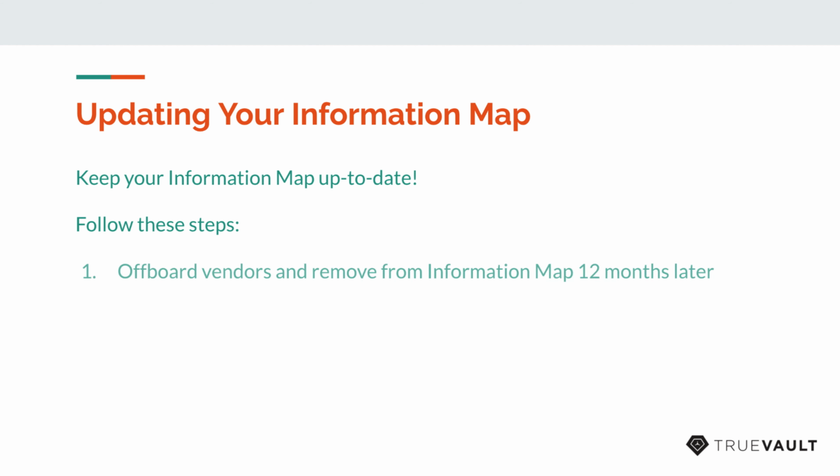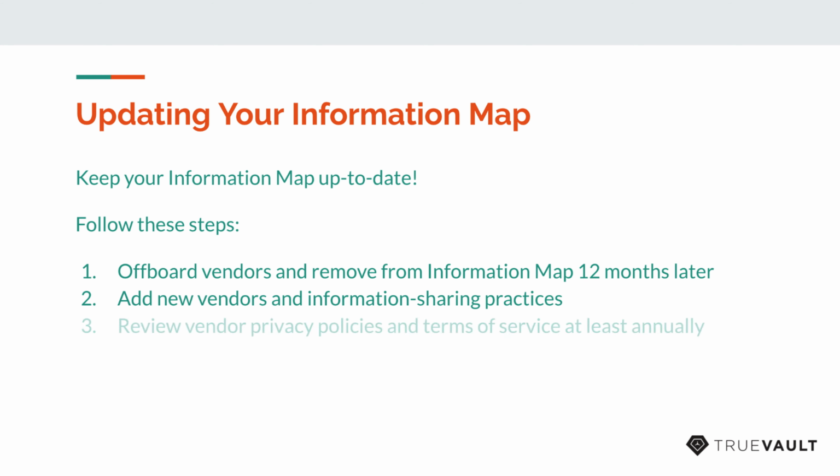When a business stops using a vendor, it should remove that vendor from its information map 12 months after discontinuing service of the vendor. When a business starts using a vendor, add that vendor to the information map if the business shares personal information with it. Review vendor privacy policies and terms of service at least annually for any changes and whether those changes trigger a change in the classification of the vendor. For example, is the vendor a third party or a service provider? And update the information map as needed.